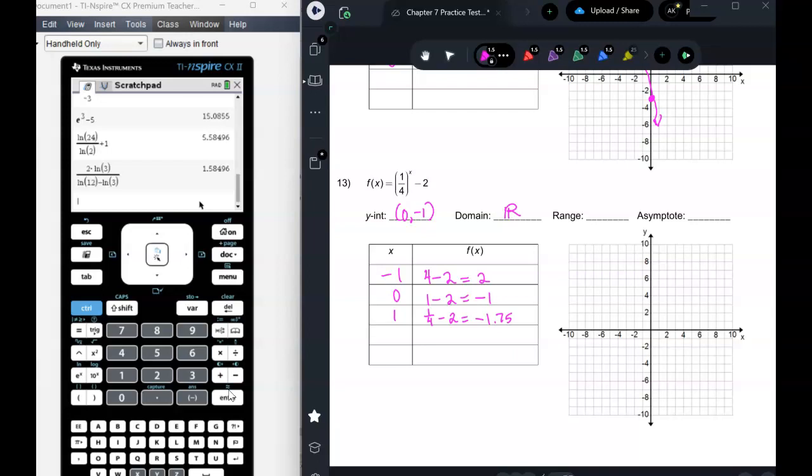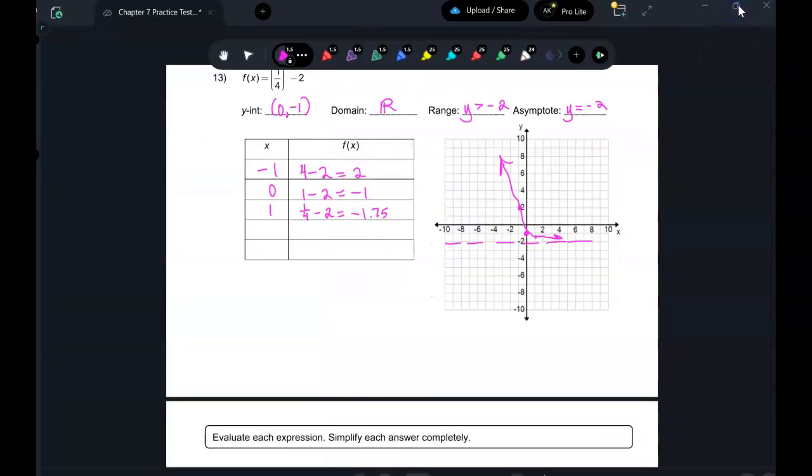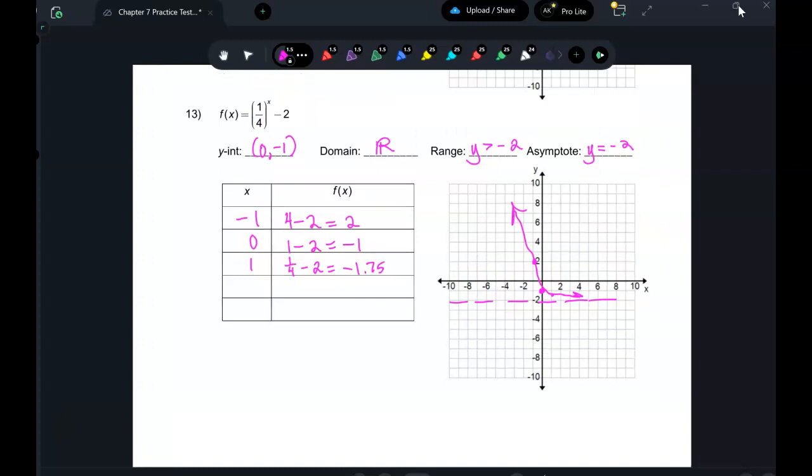If we plot this, what's the range and what's the asymptote? -2. Remember, it's always whatever is after the x. So this is going to go like this. Good? Okay.